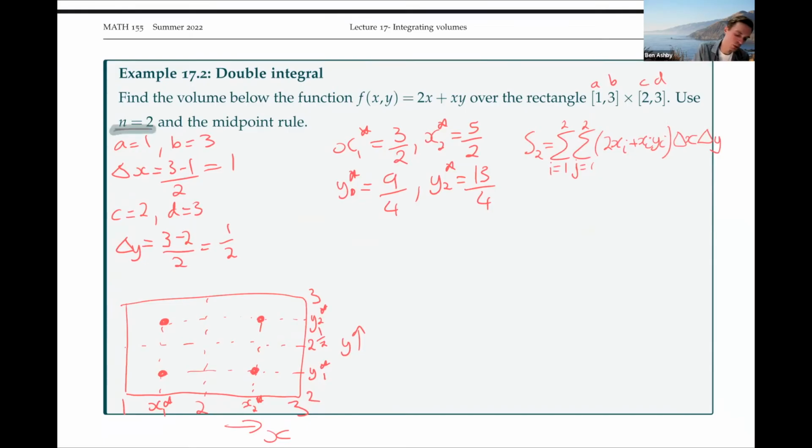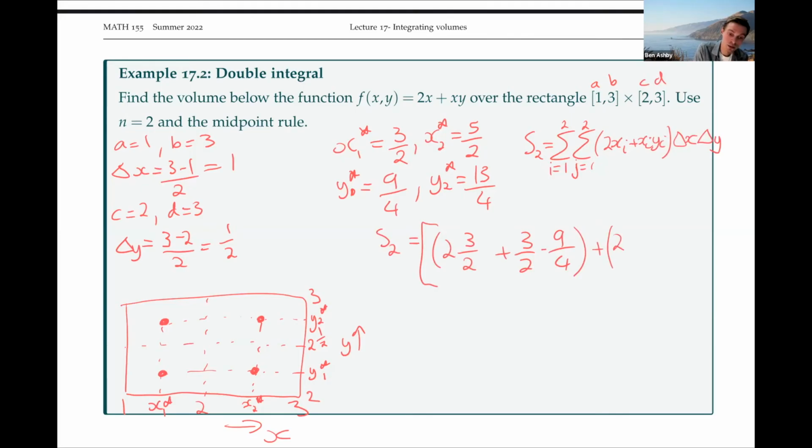So we get 4. So this ends up giving us S2 is equal to, well, the first one is going to be 2 times by 3 over 2 plus 3 over 2 times by 9 over 4. So we're taking our x1 star and multiplying it. Here we've got 2 times by x1 star plus x1 star times by y1 star. And then we add this to all the others.